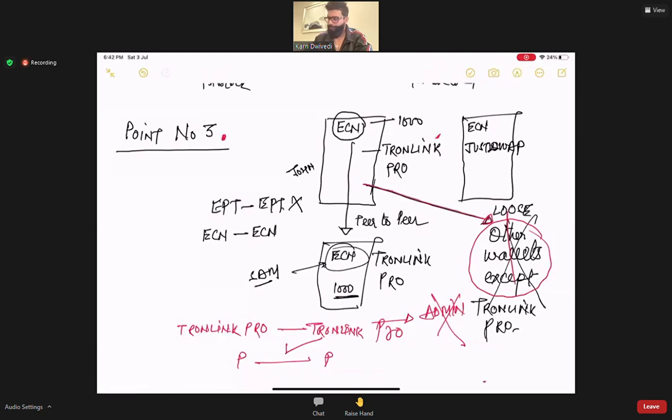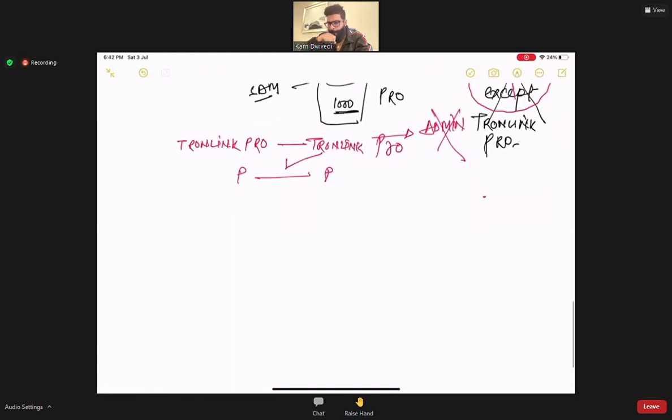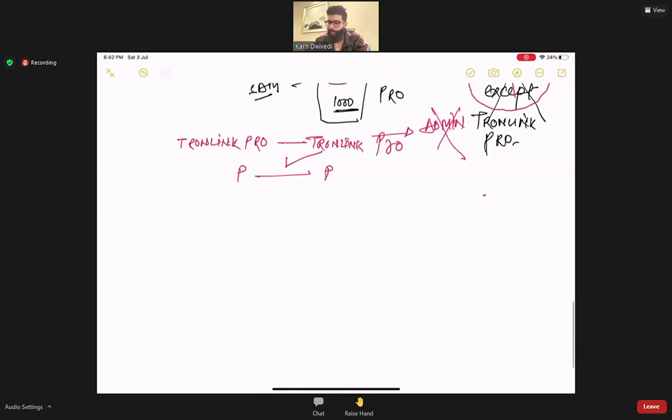So please keep this part in your training. Tomorrow, after 2 days, when your ECN and ECN wallet will be accepted in the system, you can deposit ECN from your TronLink Pro wallet, and then you can activate the account.